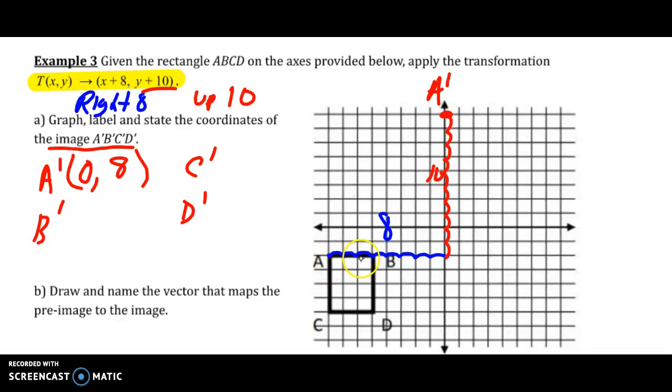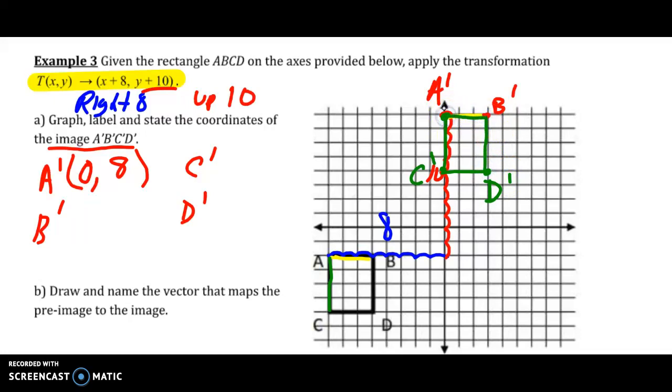So I know that AB is 3 units in the original figure, right? This is 3 units right here. So I know that A prime B prime is also going to be 3 units. So there's B prime. I know that AC is 4 units. So I know that A prime C prime is going to be 4 units. 1, 2. So there's my C prime. And from C prime to D prime, 3 units.